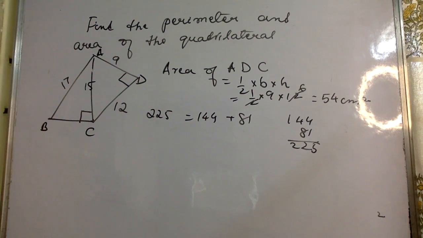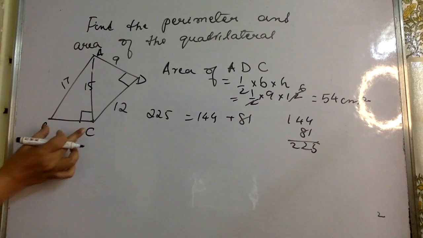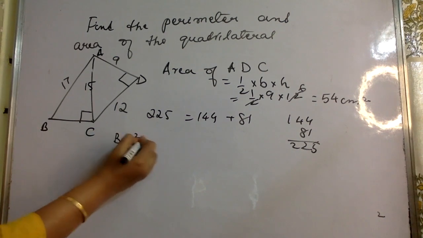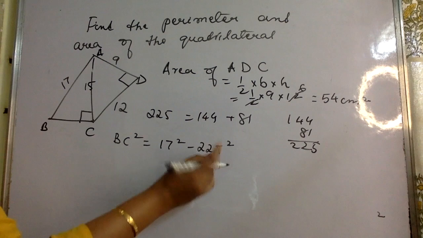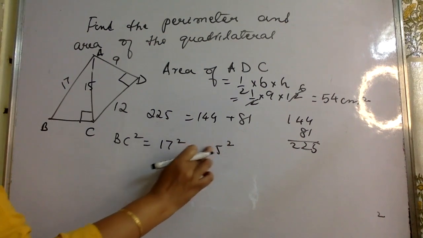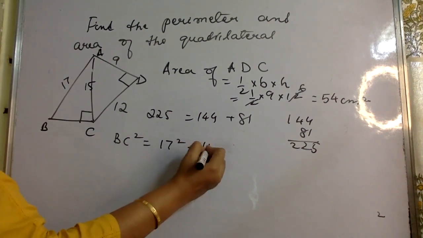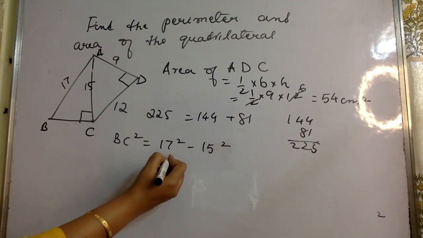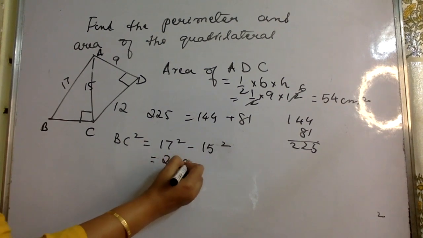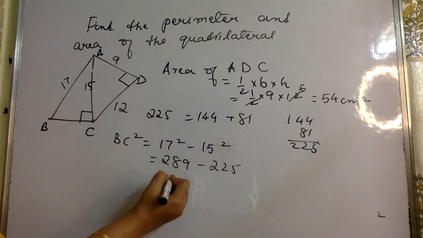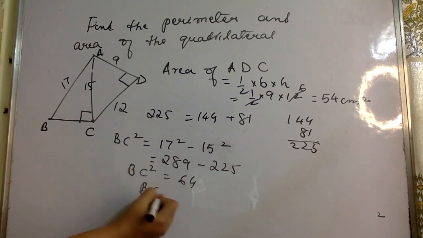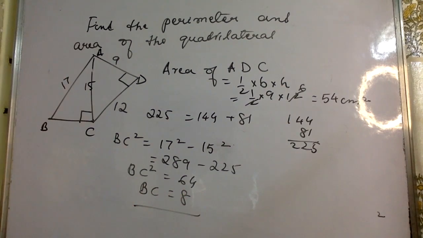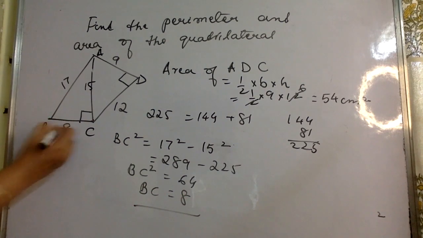Now let's come to this part. They have already given that this is 90 degrees. So we can straight away find BC first. So BC square is 17 square minus 15 square, which is 289 minus 225, which is equal to 64. So BC square is 64, and BC is equal to 8. Yes, so this is an 8.